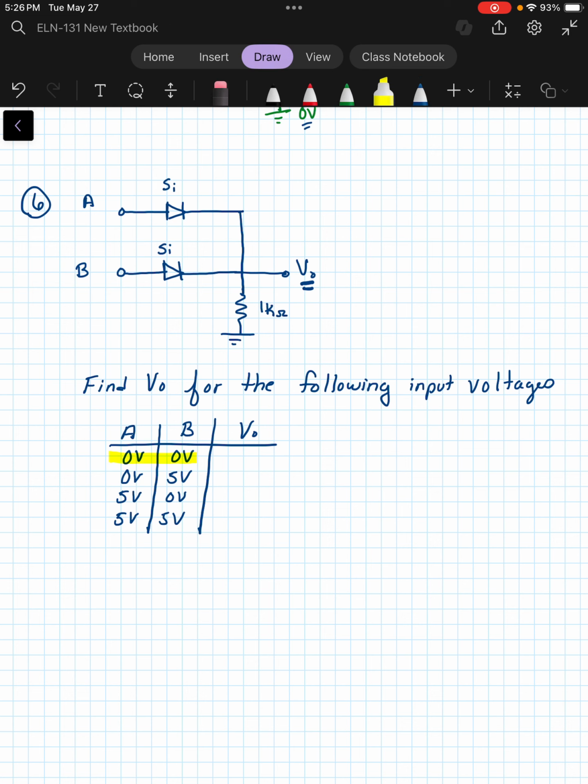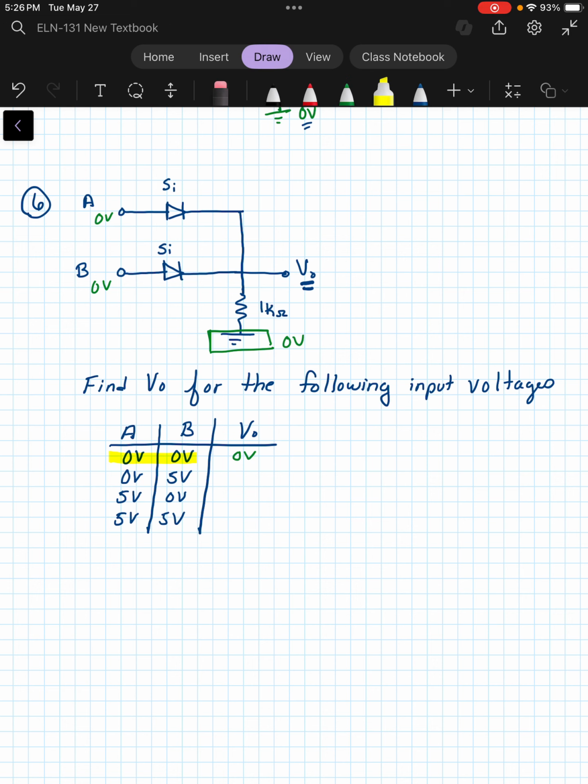What if I have 0 volts applied to each? Let's just say we've got 0 volts here and 0 volts here. 0 volts at A and B would not be enough to bias either of the silicon diodes, so they would be off. And then V out would simply be measuring ground because there would be no current anywhere. So that would just be 0 volts out there.